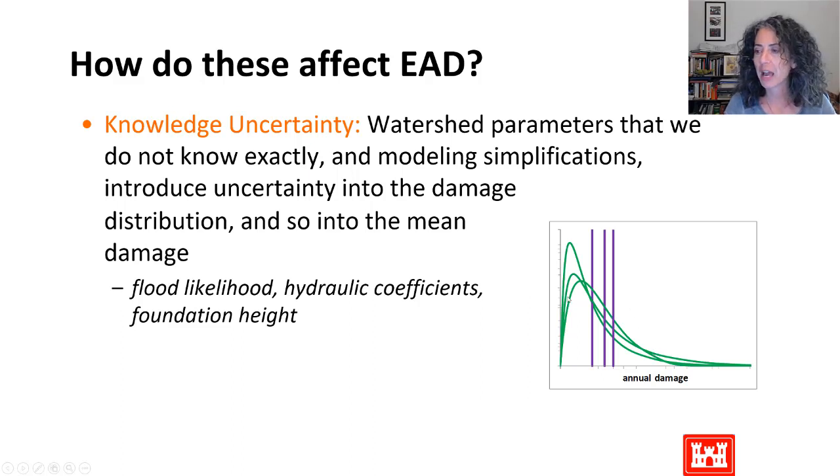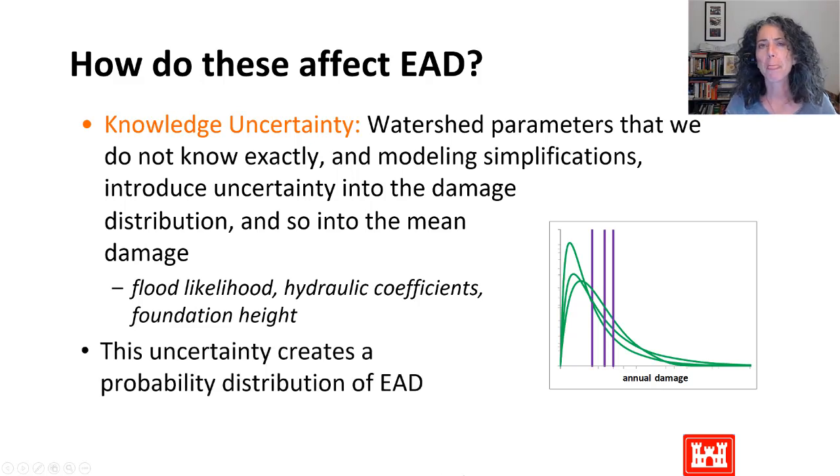And of course, we're looking at the damage distribution as a PDF here instead of a CDF. Each of these damage distributions I'm showing has a different mean. And each of these knowledge uncertainties is going to affect the shape of this green damage distribution and so affect the mean. And these are things like flood likelihood, our hydraulic coefficients, foundation heights of our structures.